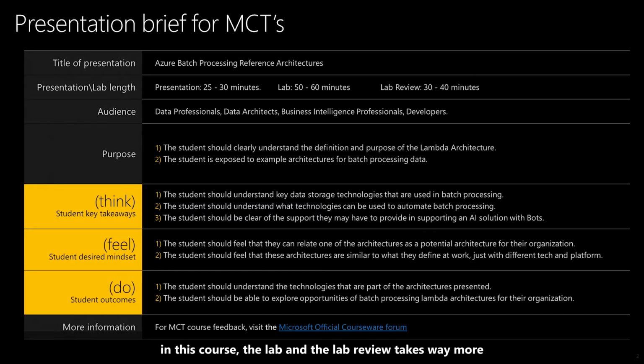You'll notice in this course that the lab and the lab review take way more time than the actual presentation itself. That makes sense. Which is reflective of the kind of group dynamics that you want with this. You've got the audience who it's for, and then we outline the purpose. The student should clearly understand the definition and the purpose of a Lambda architecture, and the student is exposed to example architectures for batch processing of data.